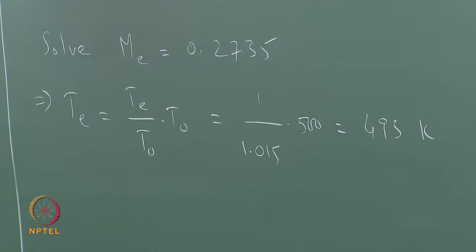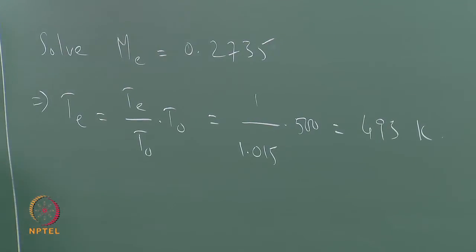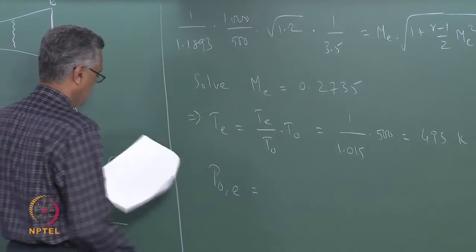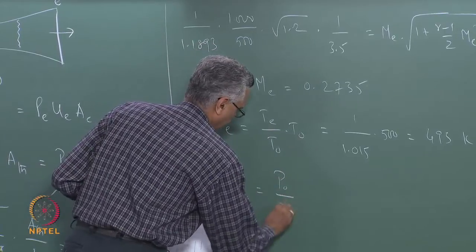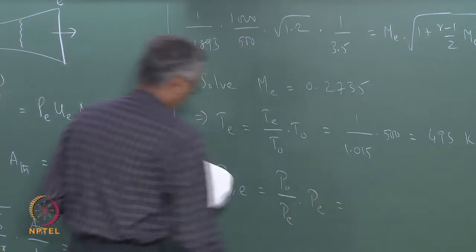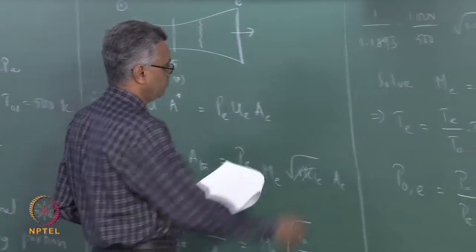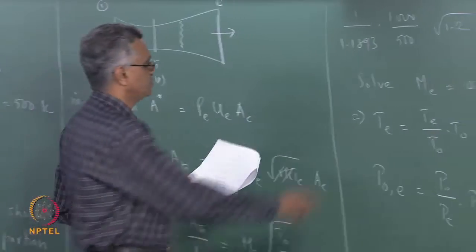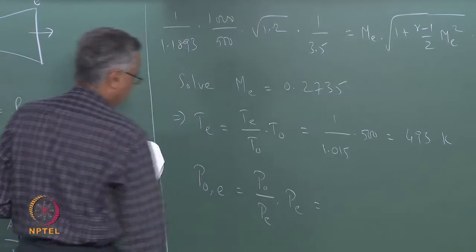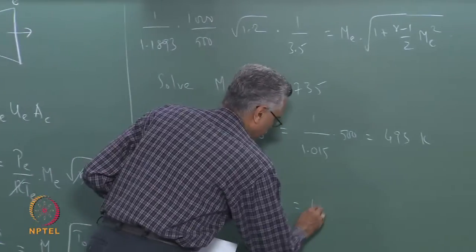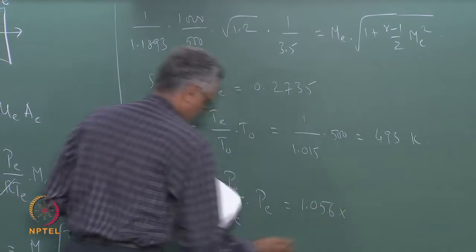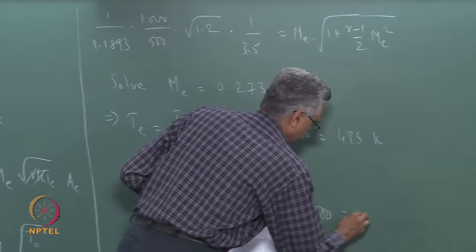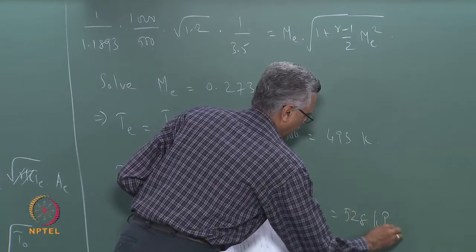Static pressure at the exit is 500 kilopascal, that is already known, and stagnation pressure at the exit, P0 exit, can be calculated as P0 over PE times PE. And P0 over PE for this value of Mach number we can get from the isentropic tables. Right. For this value of Mach number I can get P0 over PE from the isentropic tables, and this comes out to be 1.056 times 500. So the stagnation pressure at exit is 528 kilopascal.